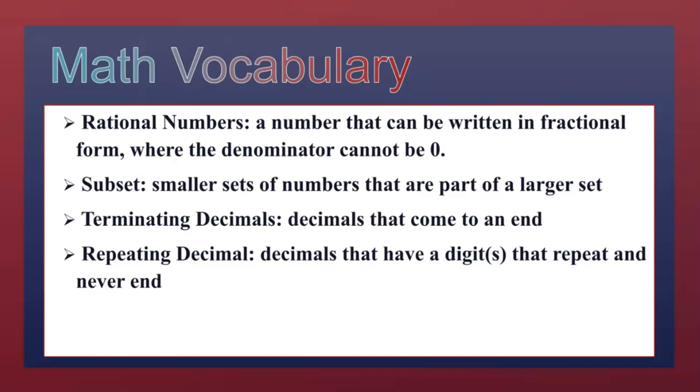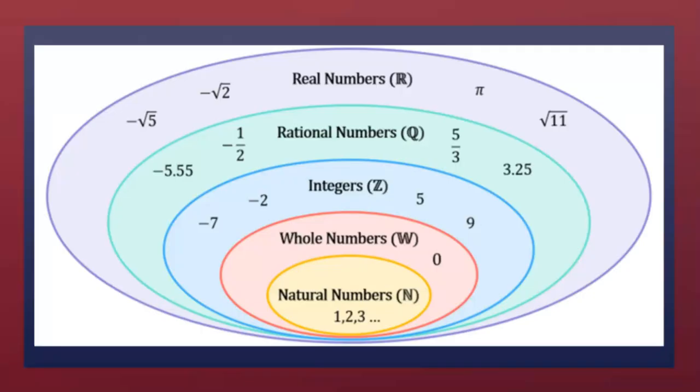And you're going to see what the subsets are when we're dealing with number sets. We have terminating decimals, so decimals that come to an end. And repeating decimals, those are decimals that have a digit or more than one digit that repeats in a pattern and it never ends. So here is a diagram you've probably seen before.